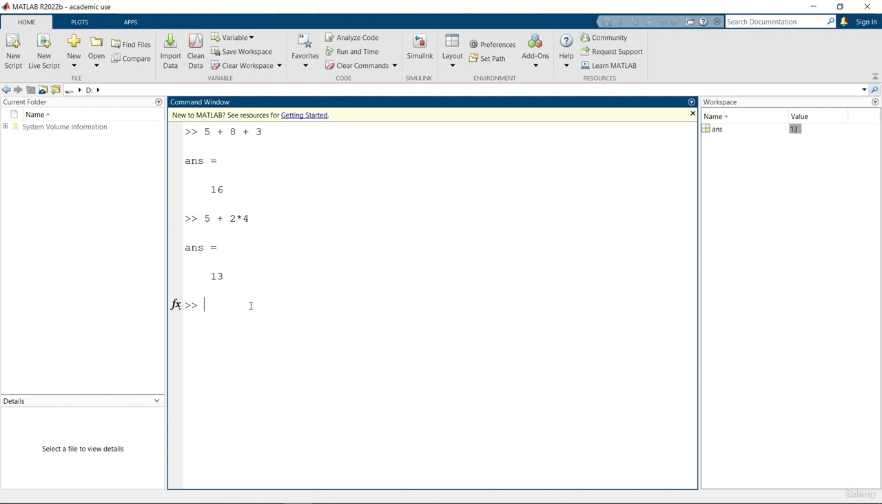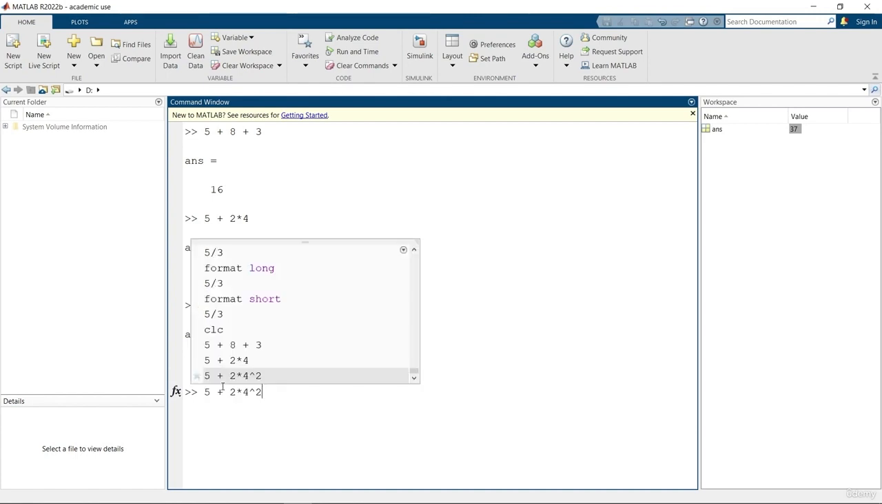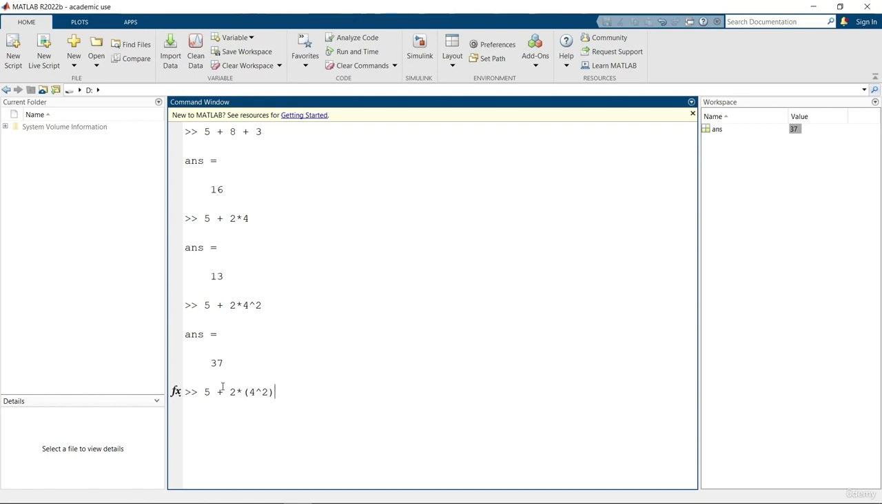Nevertheless, some problems may arise. For example, if we add a power to this multiplication, we don't know if it will first perform 4 to the power of 2 or if it will first perform 2 times 4. As we can see, the solution is 37. So the first thing it has done is 4 to the power of 2, which in this case would be 16. Then the multiplication, 16 times 2, 32, plus 5, 37. However, MATLAB recommends the use of parentheses. This way, we don't have any problems, and we know exactly which operation is being performed first.